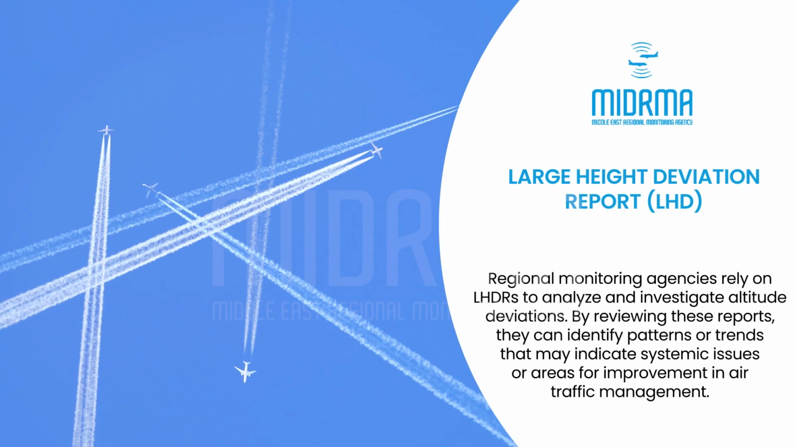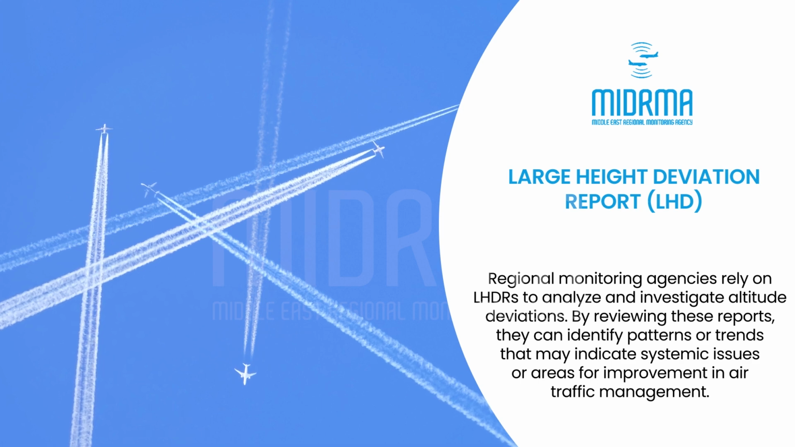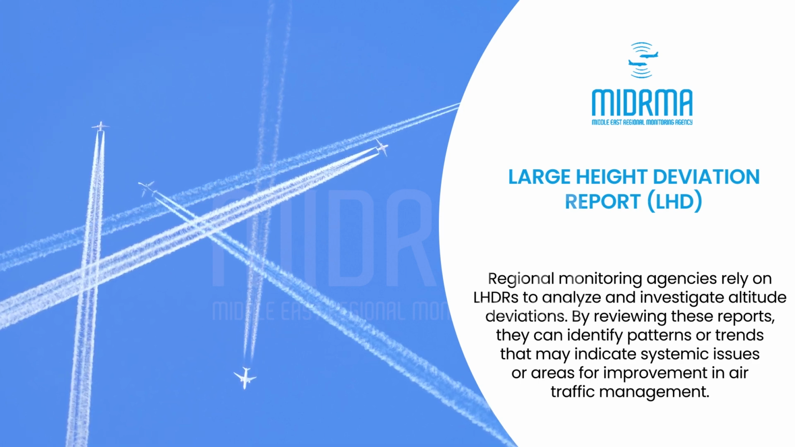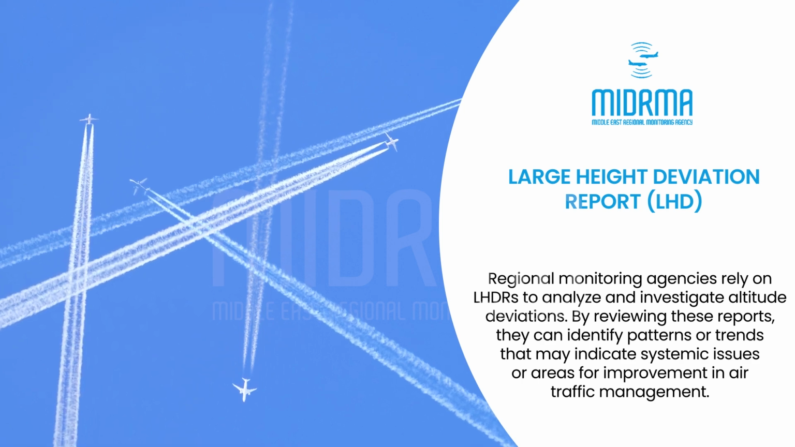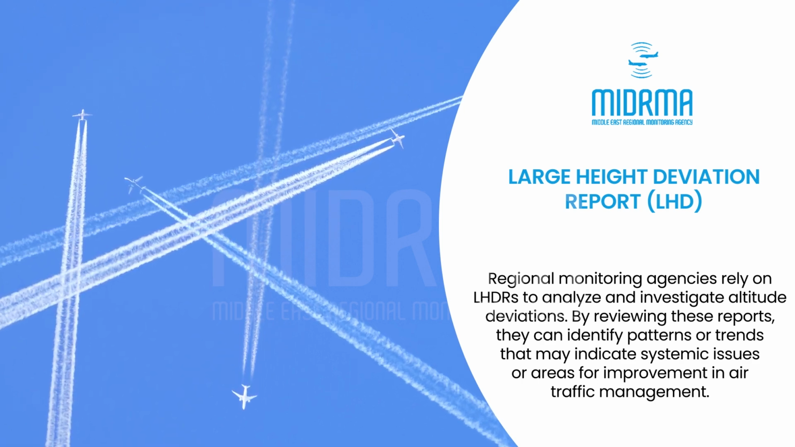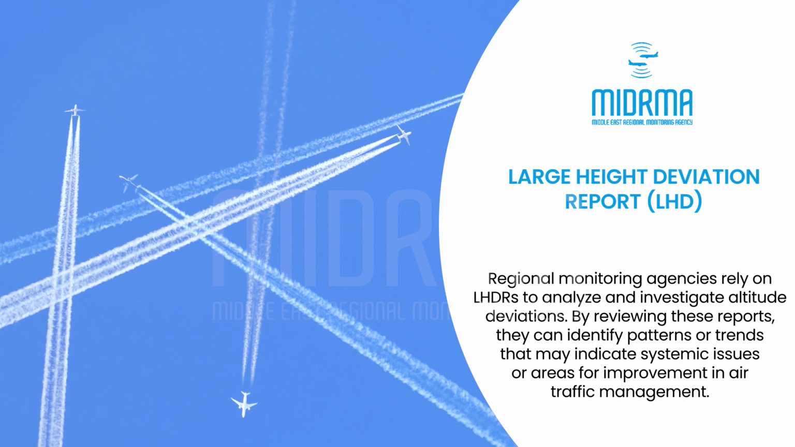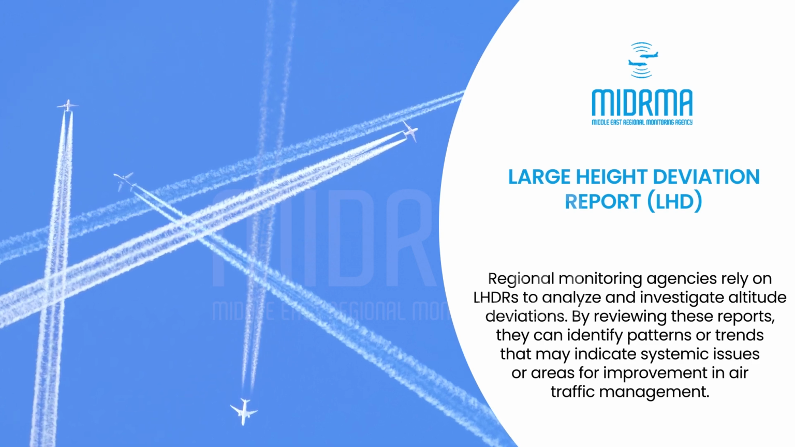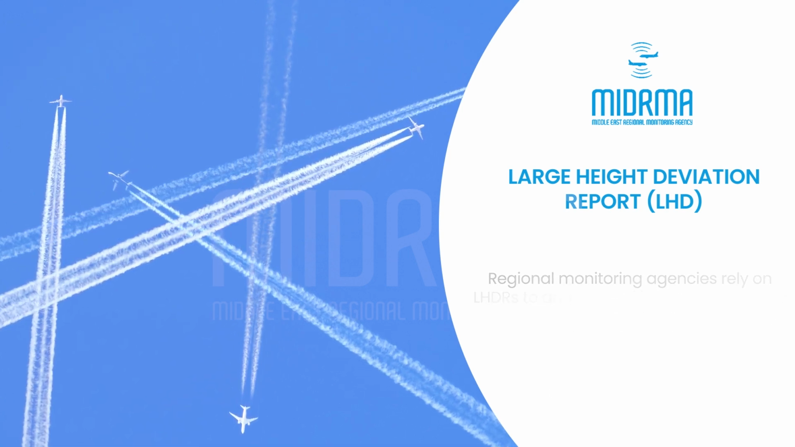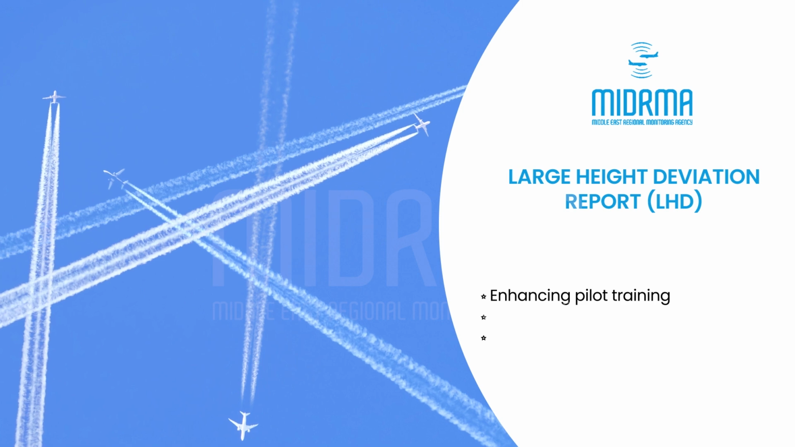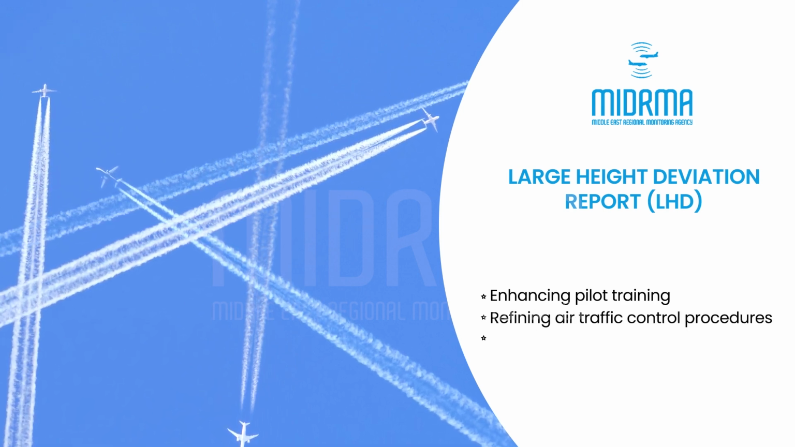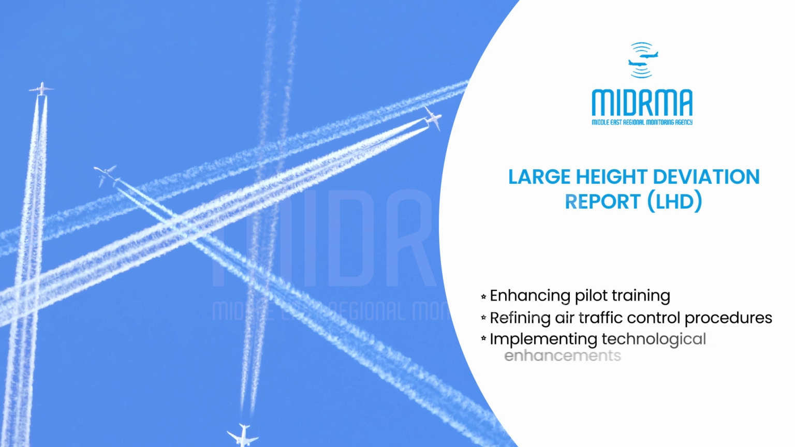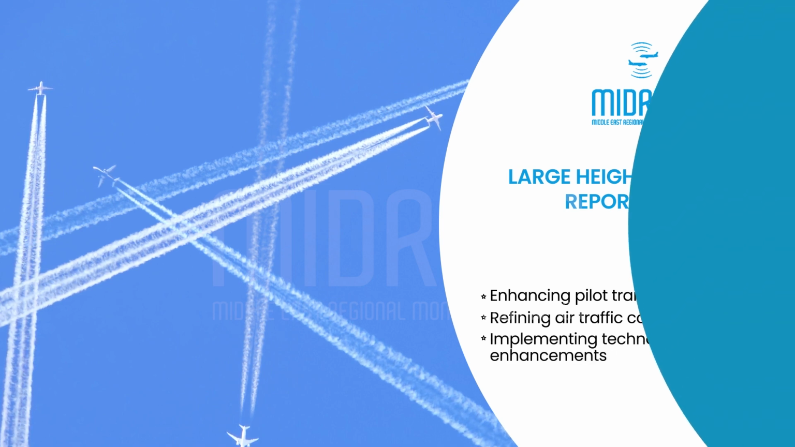Regional monitoring agencies rely on LHDs to analyze and investigate altitude deviations. By reviewing these reports, they can identify patterns or trends that may indicate systemic issues or areas for improvement in air traffic management. The agencies can then take appropriate measures to address the underlying causes, such as enhancing pilot training, refining air traffic control procedures, or implementing technological enhancements.